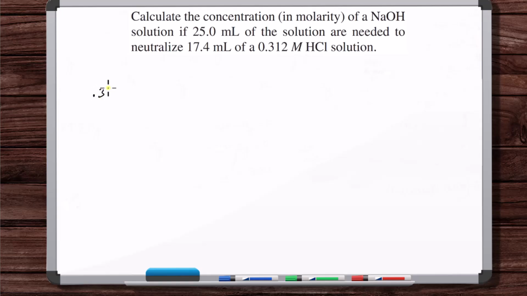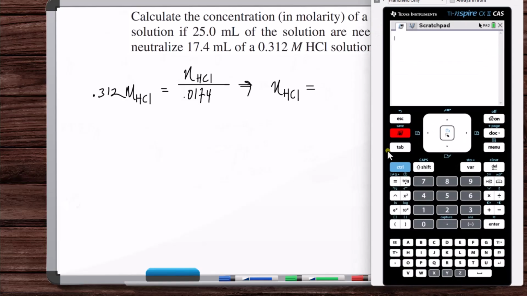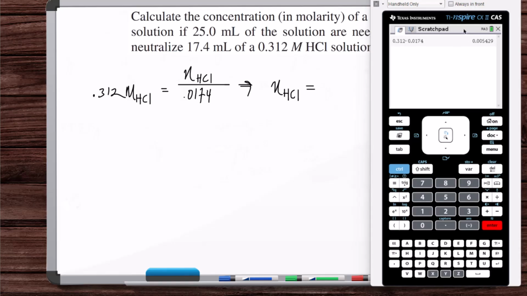If we've got 0.312 molarity of hydrochloric acid, we know that molarity is moles per liter. So this is moles of HCl per liter of solution. So this is 0.0174 liters. So the moles of hydrochloric acid involved in this titration is 0.005429.